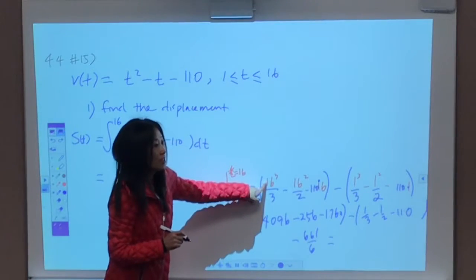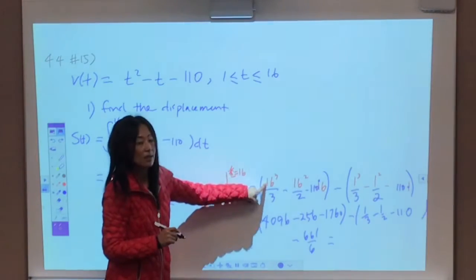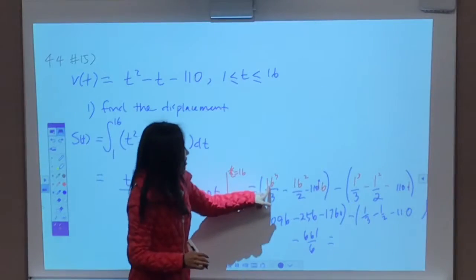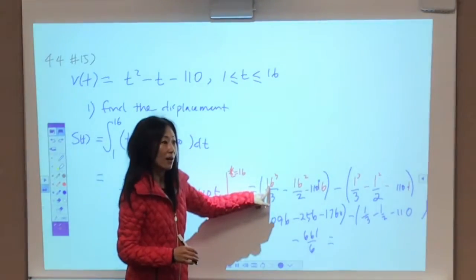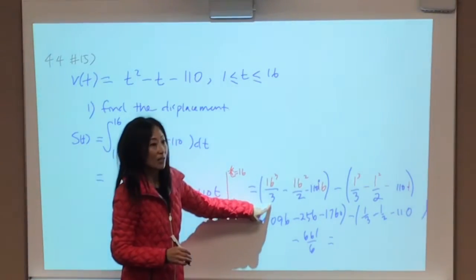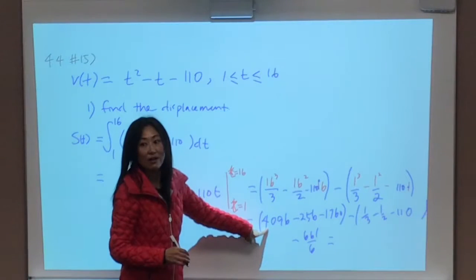Oh, you got 16 to the third power. You should divide by 3. Divide all of these things, divided by 3. Now, that should give you this number.